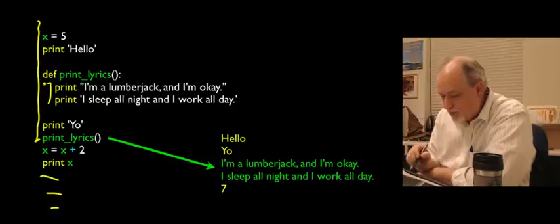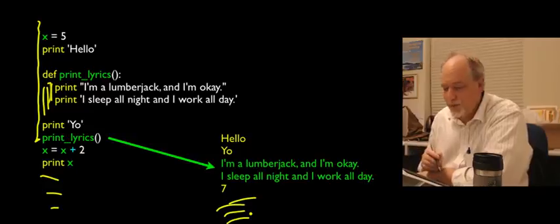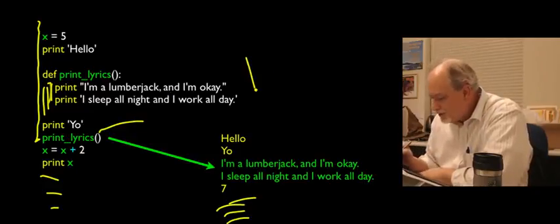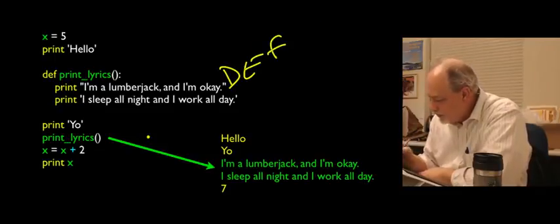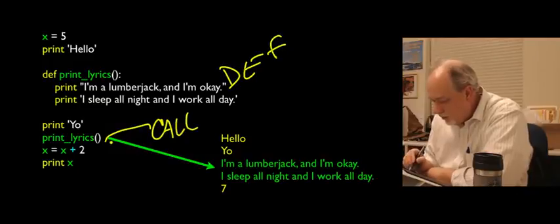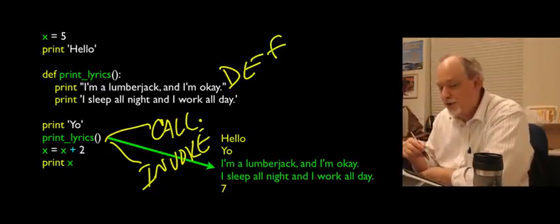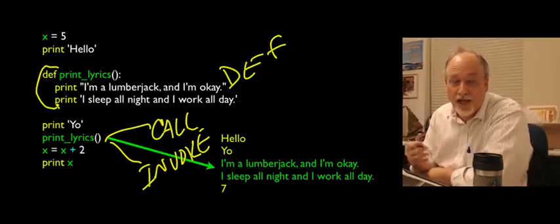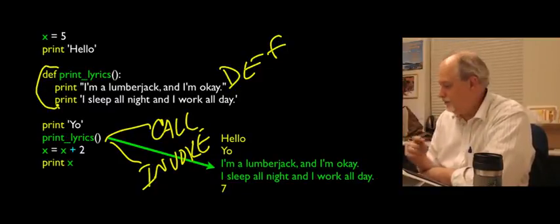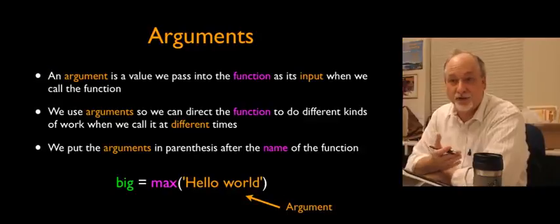You could say print lyrics several more times and it would run this as many times as you want, and it would make output for you. So this is the definition, let's clear this. This is the definition, this is the call or invoke. So we're invoking the function, we're calling the function, we're causing the function to execute. Here we are just causing the function to be looked at and defined, but not actually executed. Hope that's clear.